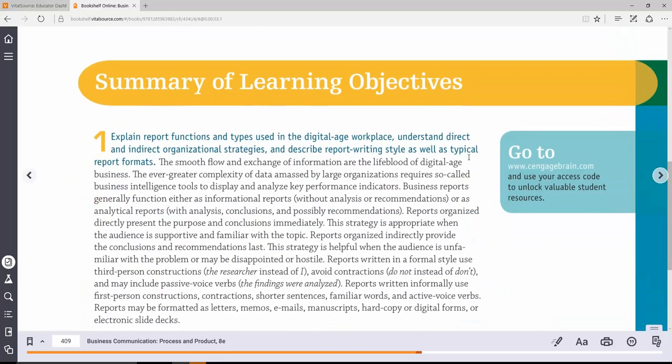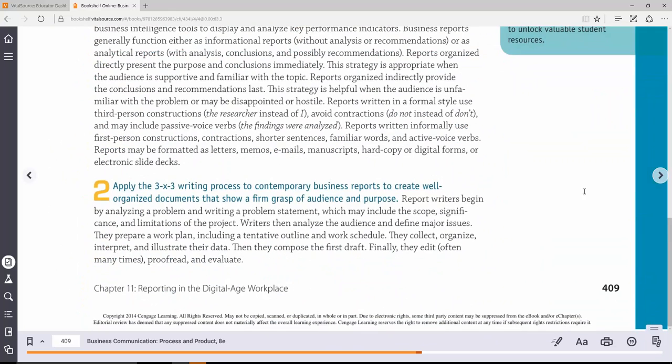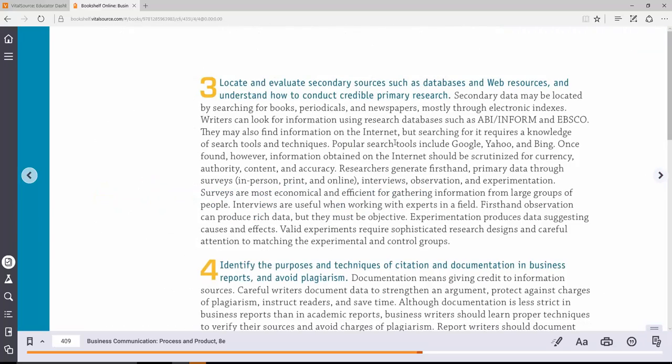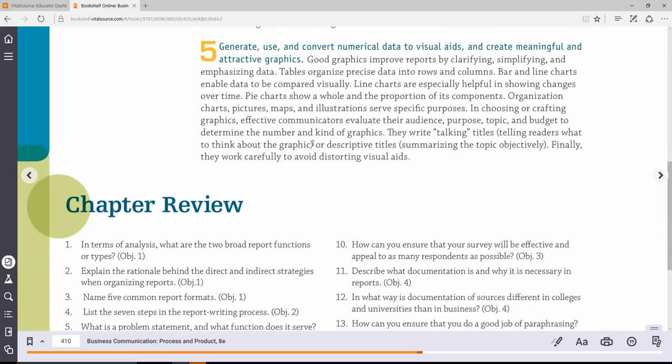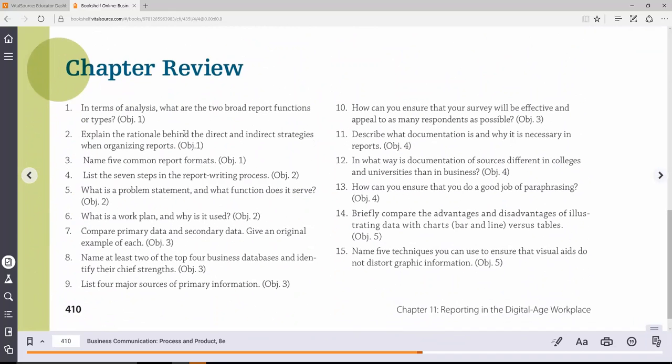Applying research. Okay, summary of the learning objectives. As always, here's objective 1, objective 2, objective 3, 4, and 5. And I'll tell you where things are at. Here's your chapter review to help you get ready for the final and your quizzes. And let's see. So that's it. And then we're going to do the activities.